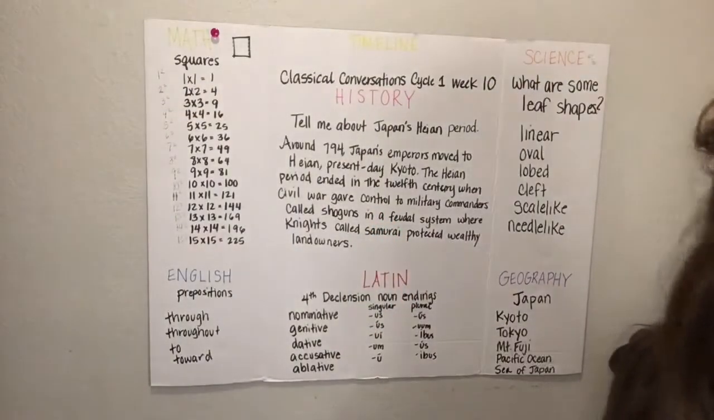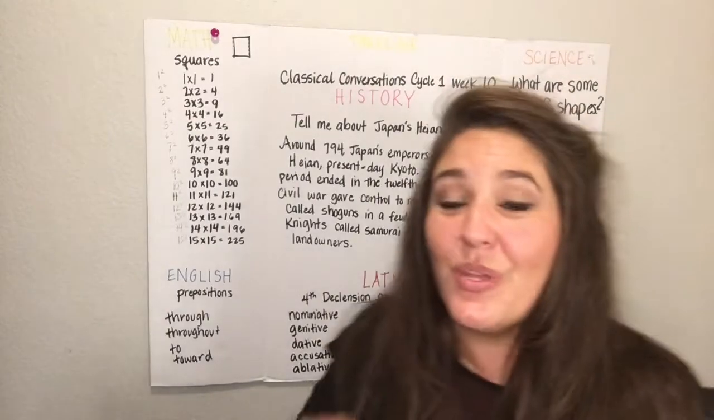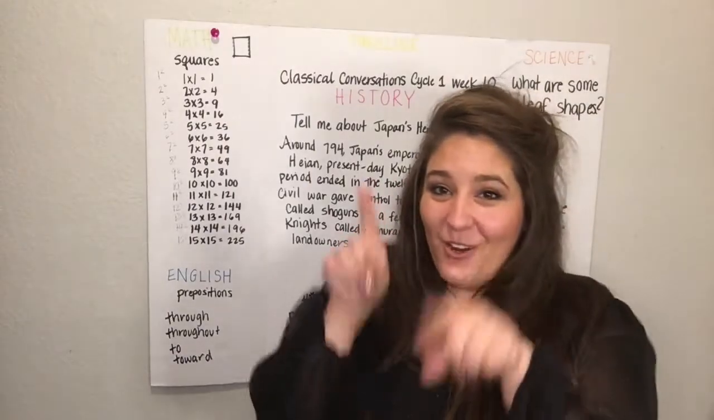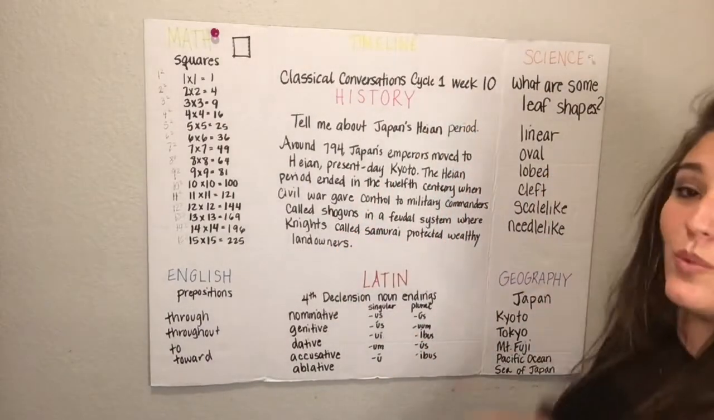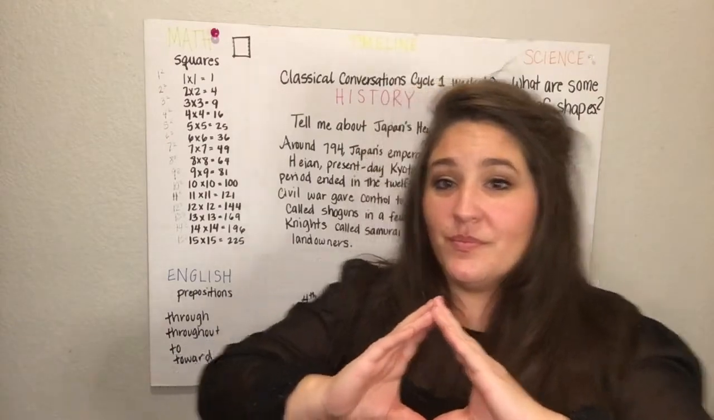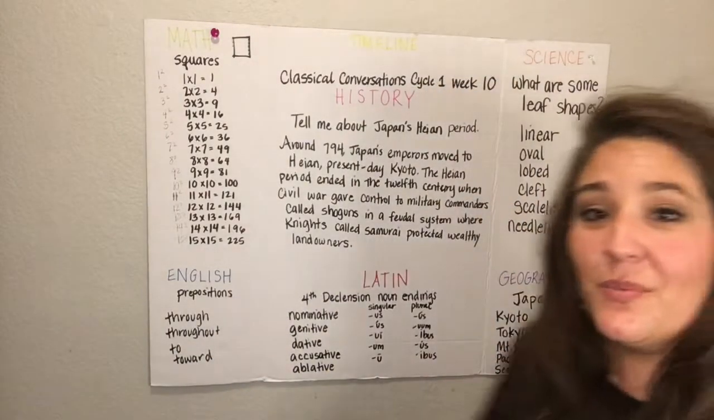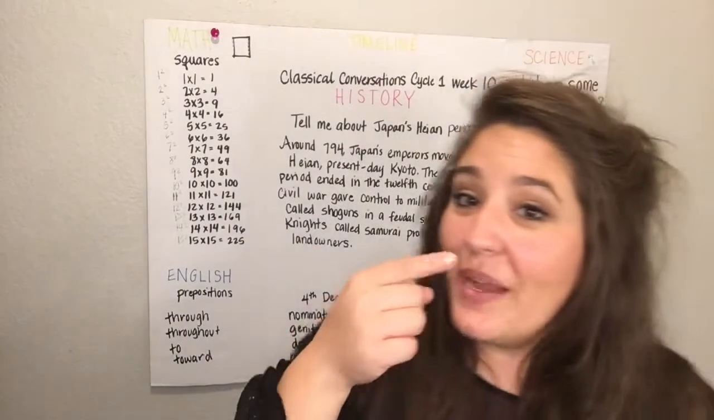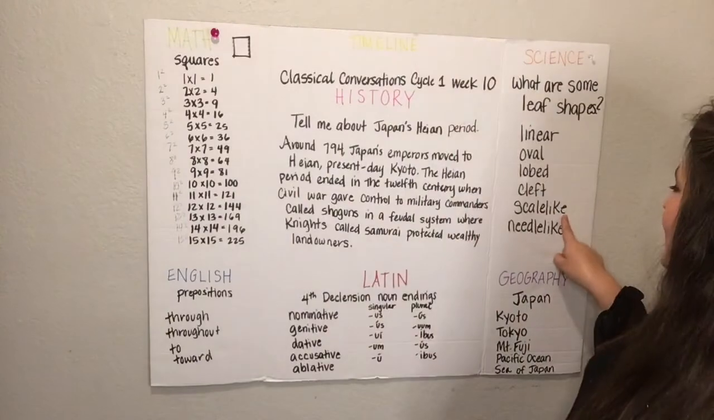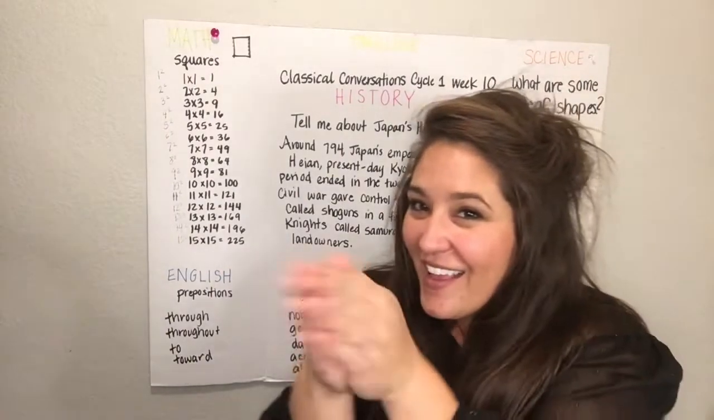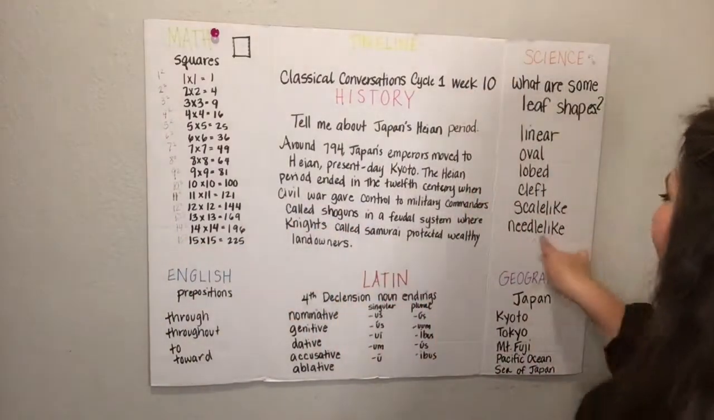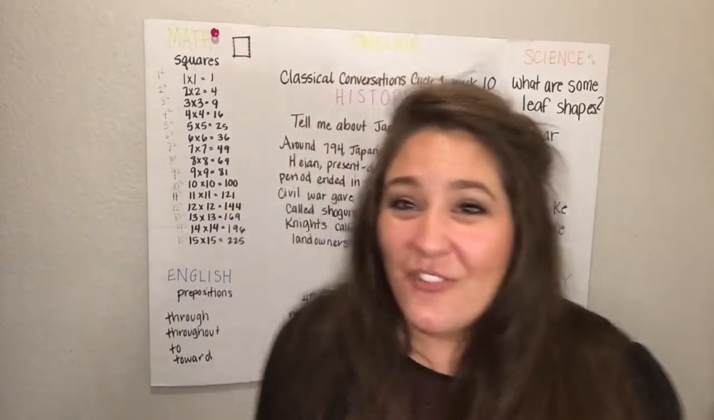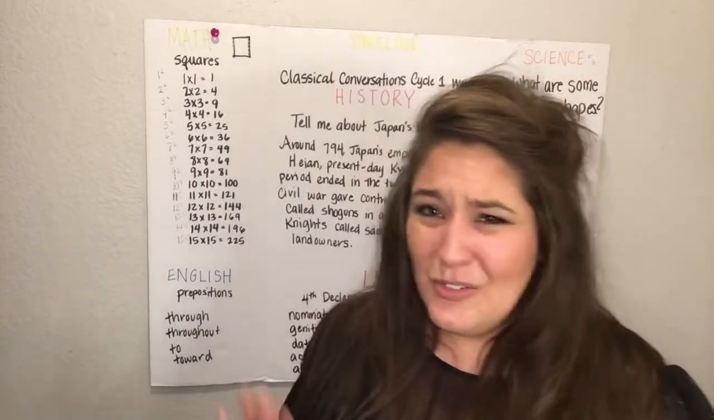Here we go. Let me sing the song to the wheels on the bus go round and round. For linear, we're going to go like this, linear. For oval, we're going to make an oval. For lobed, we're going to point to our lobe on our ear. For cleft, we're going to point right here. And then scale-like, make a scale like a slithery little snake. And needle-like, we went like this, and we went, ow! So it was kind of fun in class, but needles, nobody likes needles.